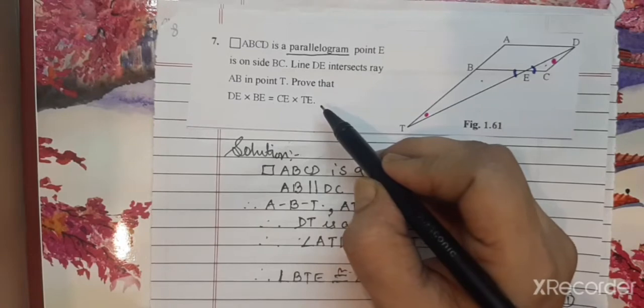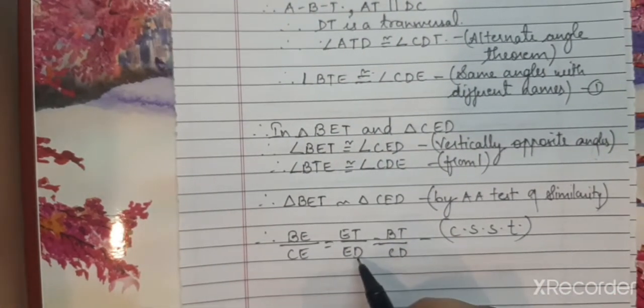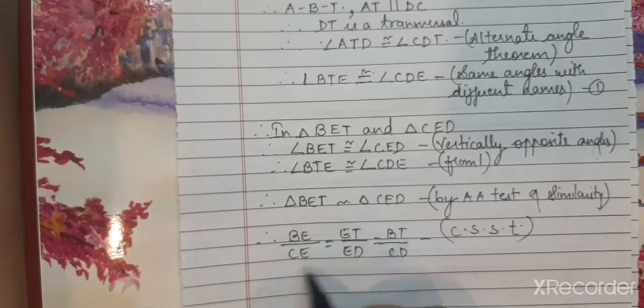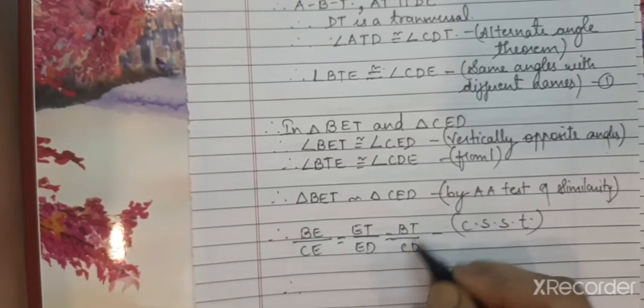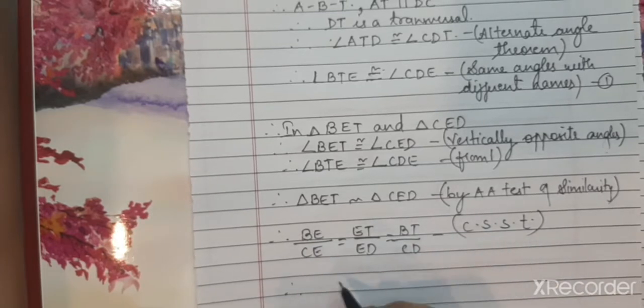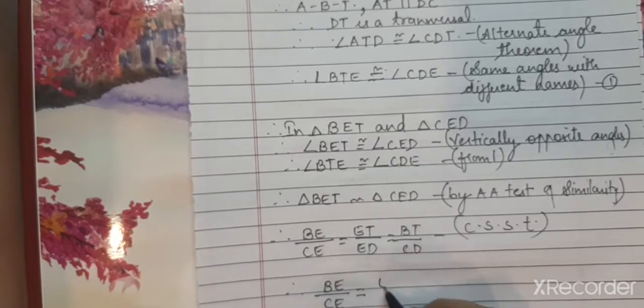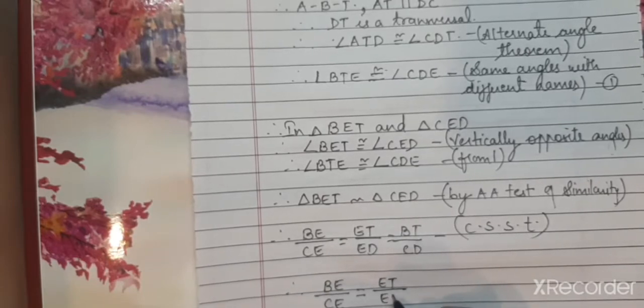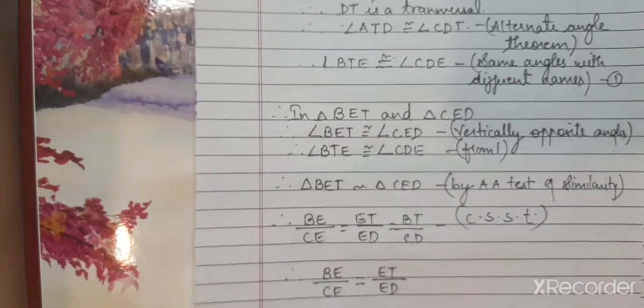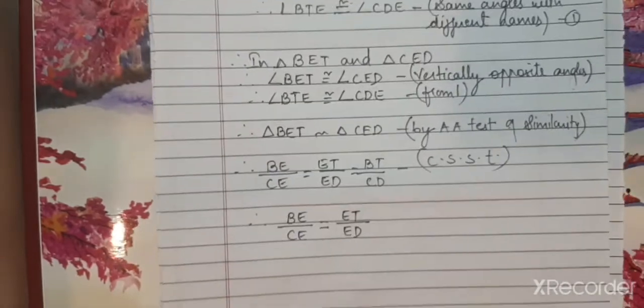Now, from this, we will select what we want. Only those two ratios we will take. We want DE. We want TE. ET and TE is one and the same. So, we will take this. Then we want BE and we want CE. So, the first two only we will take. We don't want BT and CD. So, we will not take this. So, we will take BE upon CE, which is equal to ET upon ED. Just from the above, we have taken only the two ratios which we want.